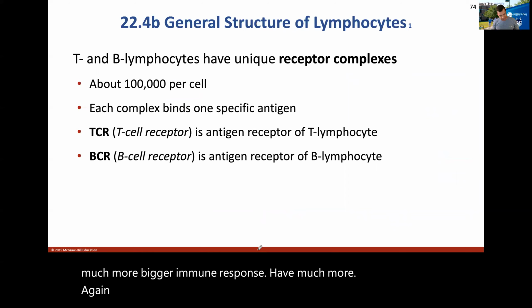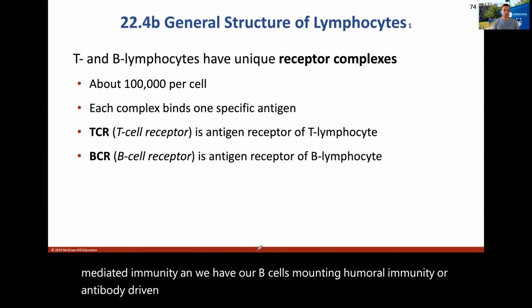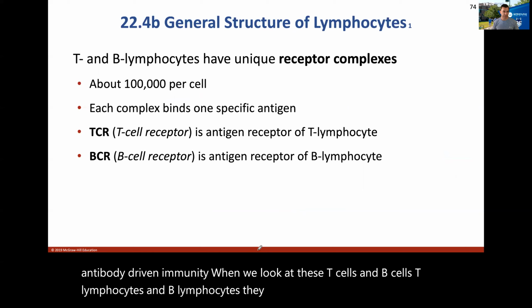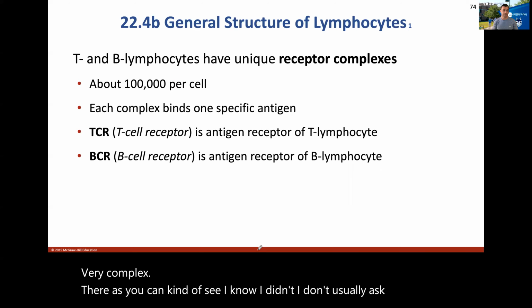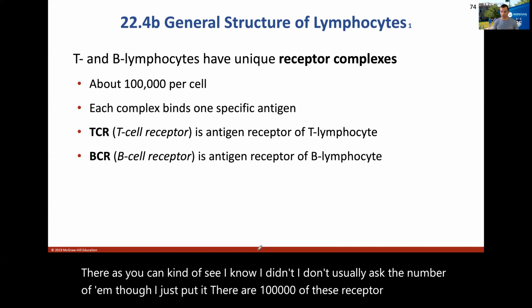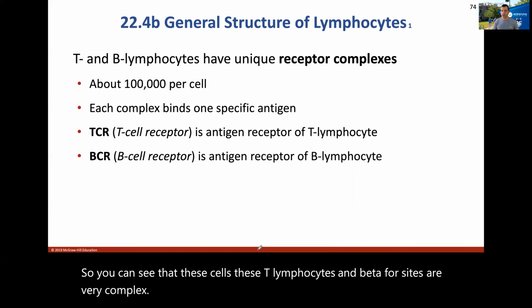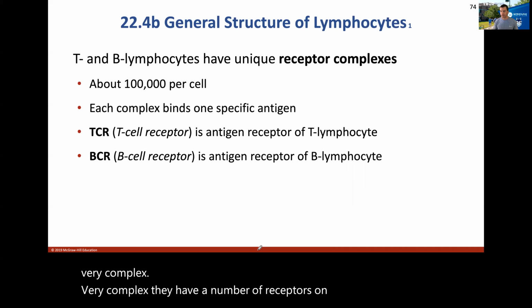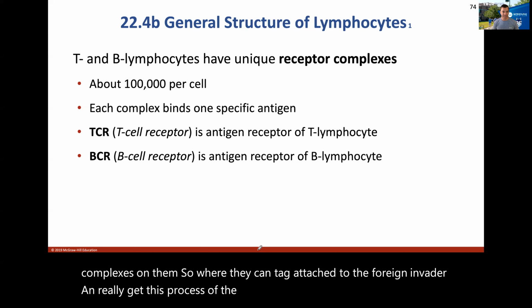Again, we have our T cells and our B cells. We have our T cells mounting cell-mediated immunity, and we have our B cells mounting humoral immunity or antibody-driven immunity. When we look at these T lymphocytes and B lymphocytes, they have very unique receptors on their surface, very complex. I know I don't usually ask for the number of them, I just put it there. There are 100,000 of these receptor complexes per cell. So you can see that these cells are very complex. They have a number of receptor complexes on them so that they can attach to the foreign invader and really get the immune response going as fast as it can.